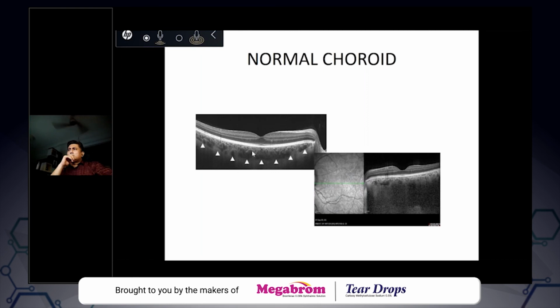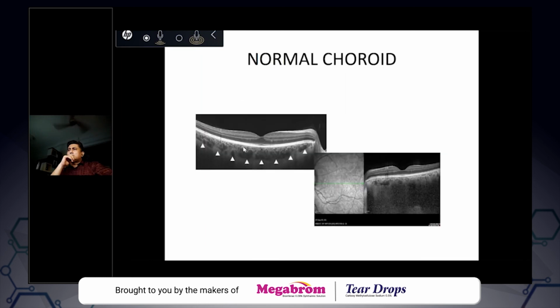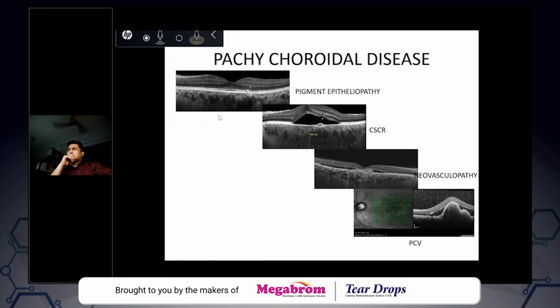So this is a normal choroid. Normal choroid has a thickness almost the same as the retinal thickness. You can see all the layers: the retinal capillary, the choroid capillary, the smaller layer, Sattler's layer, and Haller's larger vessels. A thin choroid is seen in myopia, while a thick choroid is seen in a series called pachychoroidal disease, where you see large vessels like these.